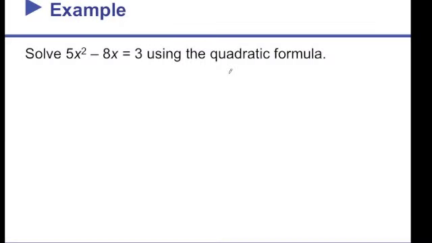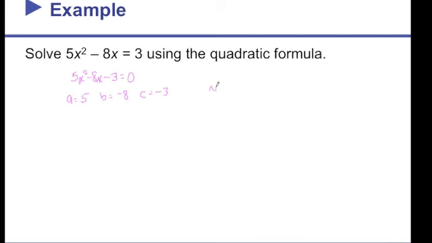If we want to solve this equation by completing the square, first we have to get it in the right form, equals 0. So we'll have 5x squared minus 8x, now minus 3 equals 0. A is the coefficient of x squared, so it's 5. B is the coefficient of x, so that's negative 8. And C is the constant term, negative 3.